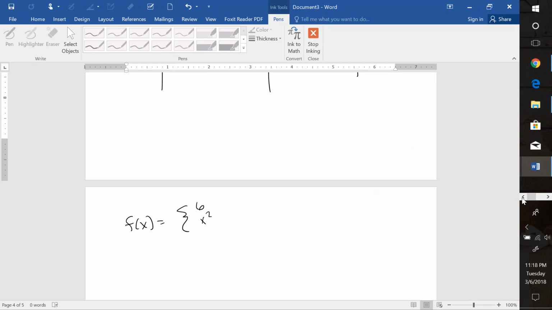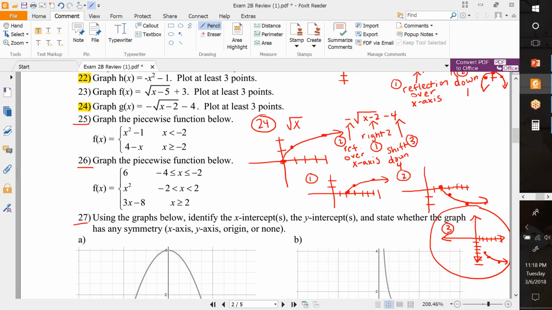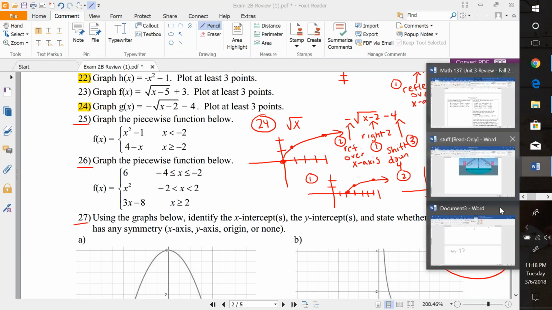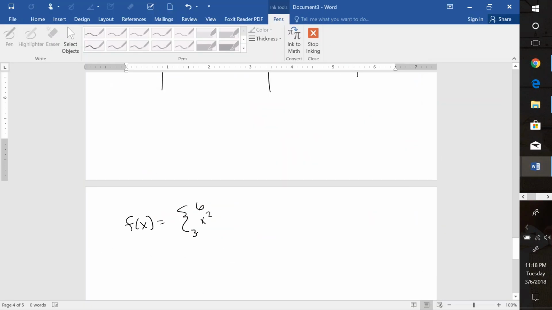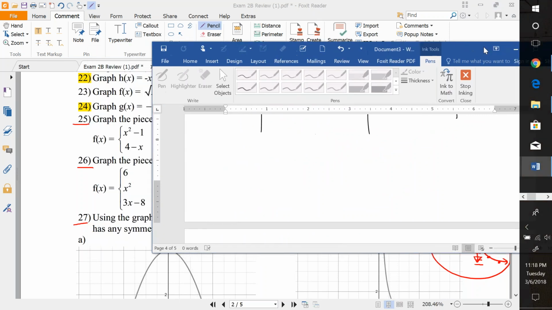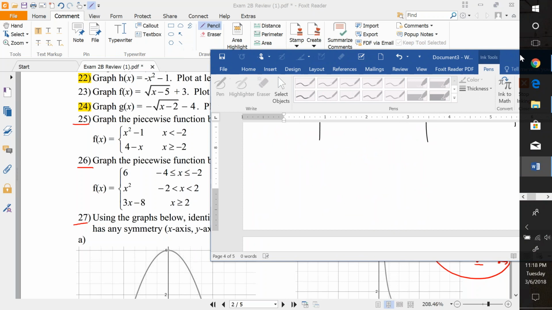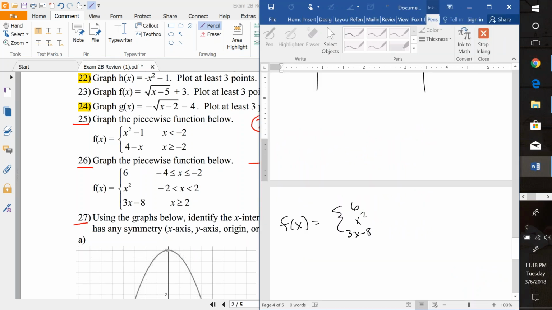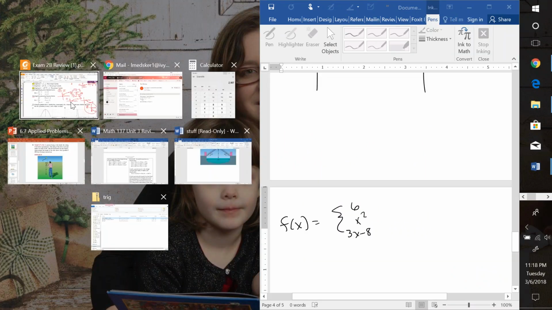Gosh, I just forgot what it was again. This is why I need a nap. 3x minus 8. All right. And then my domains, I want to say one was like -4 to -2, but I'm going to pull this over so I can just copy it correctly. Yeah, the first one was -4 to -2. Whoa.